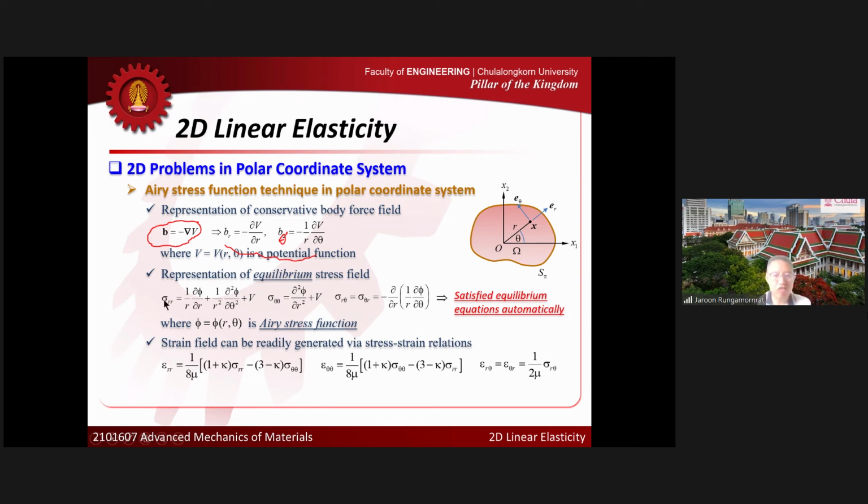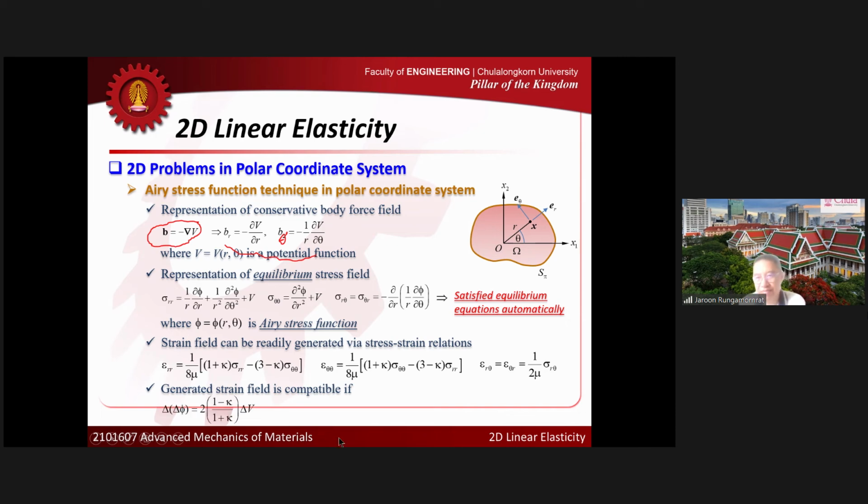Once you get the strain field from above, you can plug it in here. Now you can get the strain field, right? And the strain field that we got here is compatible if, can you remember? For the function phi that you have here, you can generate the strain field. The strain field that we got here is compatible if the function phi here satisfies what?